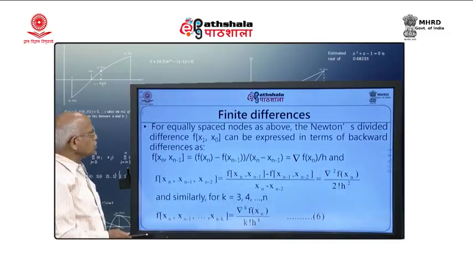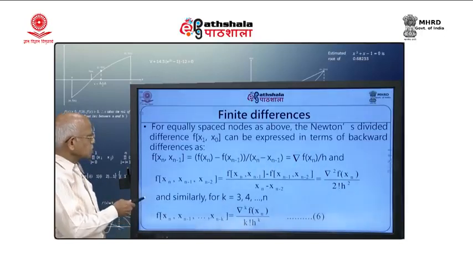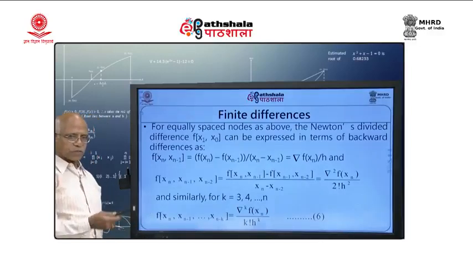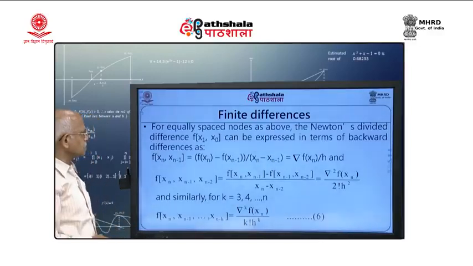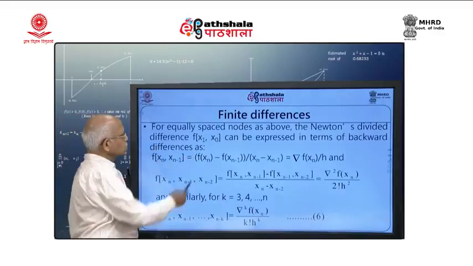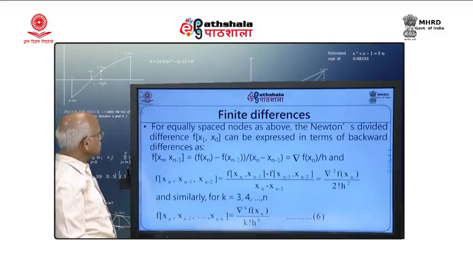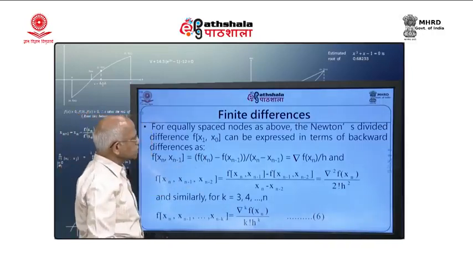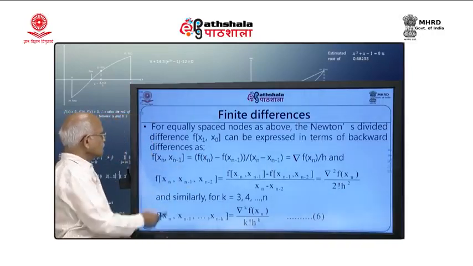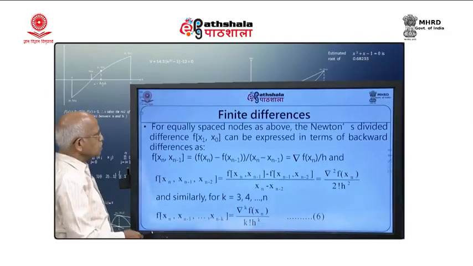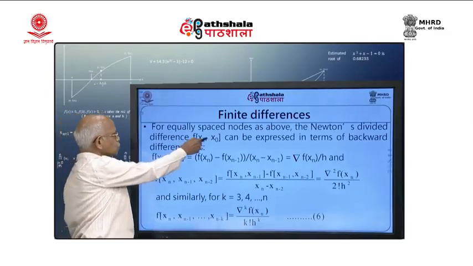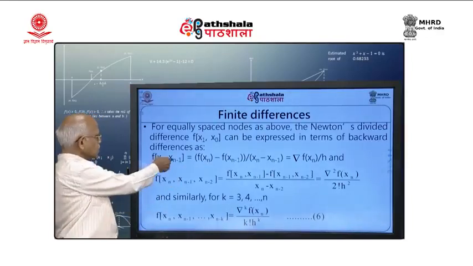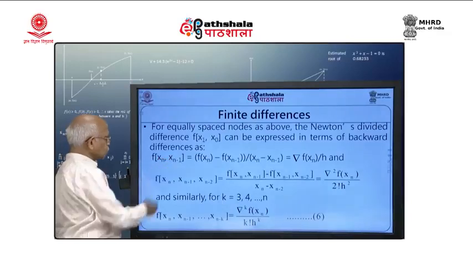Now, what we are trying to do is use the Newton backward differences to express Newton's divided differences. So, for equally spaced nodes as above, the Newton's divided difference f[x1, x0] can be expressed in terms of backward differences as follows. Instead of starting with x1 and x0, because we are going in the backward direction, we start with the last node and the previous node to that.